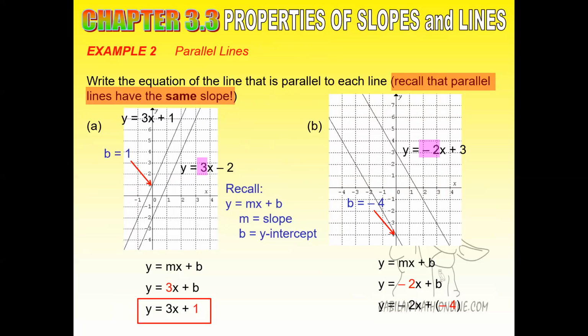And don't forget, anytime you have two signs side by side, in this case a positive and a negative together, that changes the net to a negative. So the equation of that line is going to be y equals negative 2x minus 4.